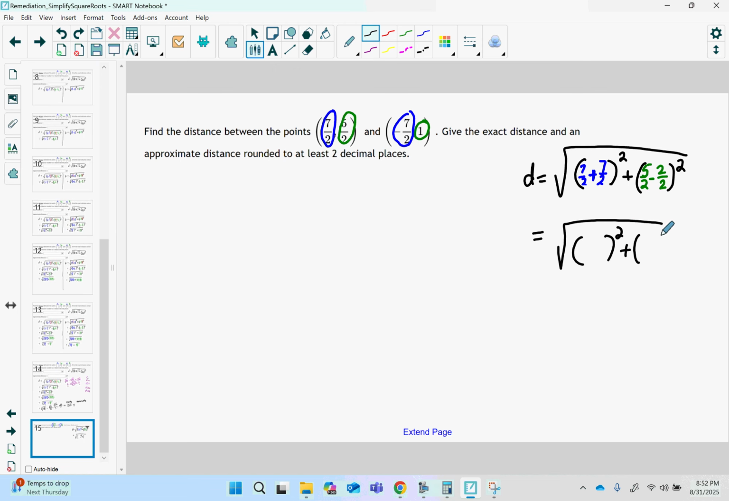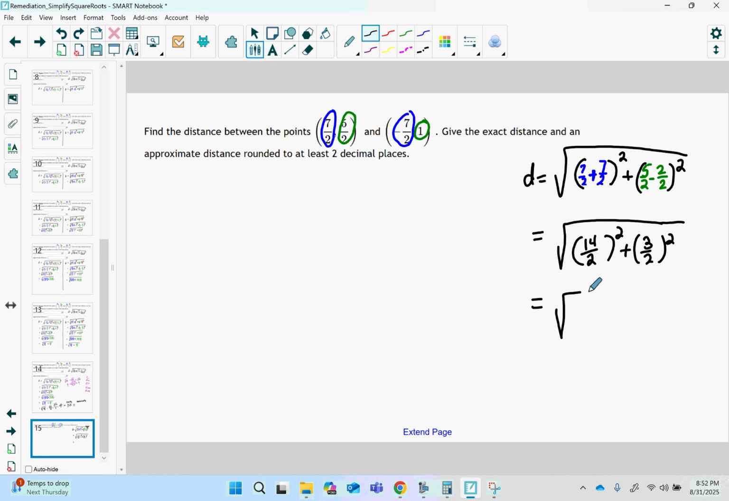Okay, and then I'm going to now simplify the fractions. Because this is the same problem just regenerated with new values, this one turned out to be a little easier because my fractions already have common denominators, so that's nice. So 7 plus 7 is 14, so 14 over the common denominator of 2, quantity squared. Then 5 minus 2 is 3 over the common denominator of 2, so 3 halves, quantity squared.